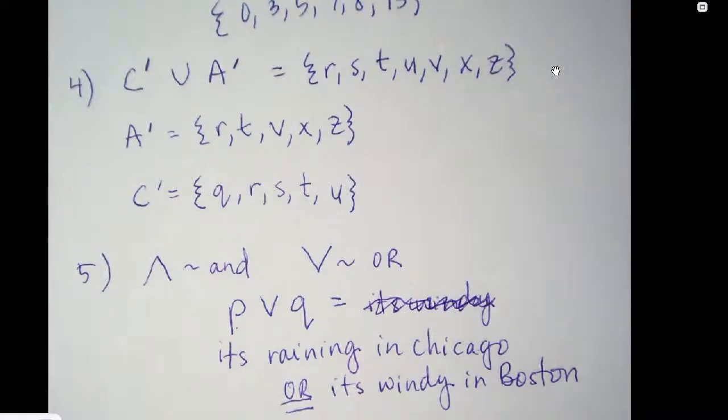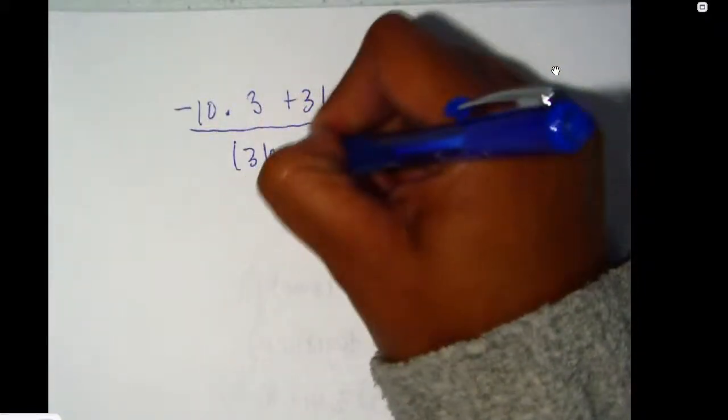Okay, number 6, try that one out on your own. Number 7, look up truth tables. I'm going to move on to number 8. For number 8, we're looking at order of operations. They gave us negative 10 times 3 plus 36, all being divided by 36 minus 34 squared.